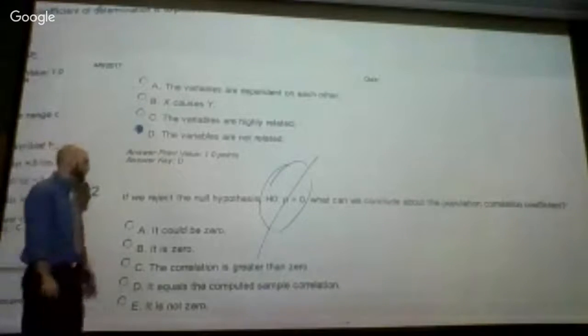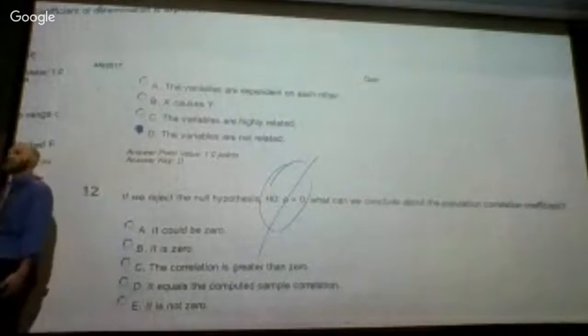Number 12. Hey, we don't have that many to go. If we reject the null, what can we conclude about the population correlation coefficient? It could be 0, it is 0, it is greater than 0, it equals the sample correlation, or it is not 0.